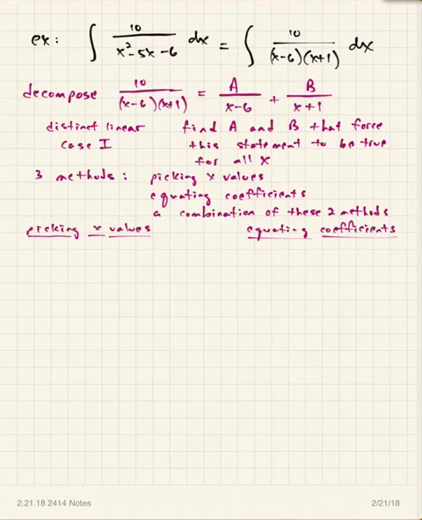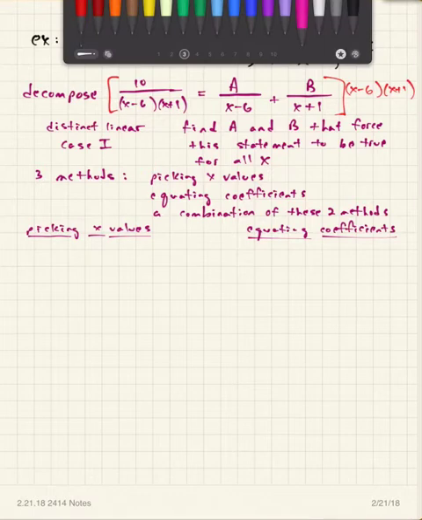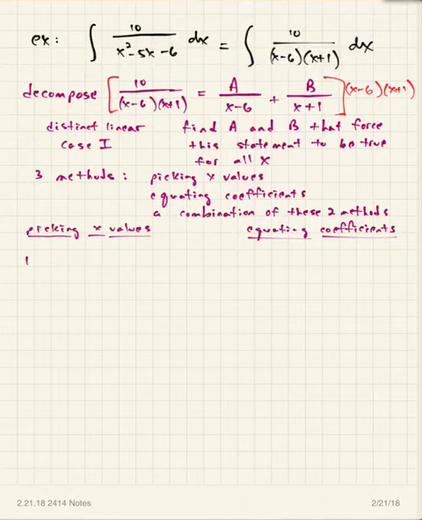All right, so with picking x values, the first thing you're doing is getting rid of all these fractions here. So in our decomposition, we multiply this equation on both sides by x minus 6 times x plus 1. And we write down what we have when we get rid of all the fractions. So you get 10 equals A times x plus 1 plus B times x minus 6, like that, when you've cleared all the fractions.